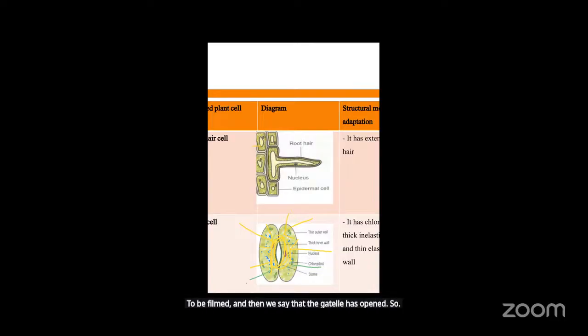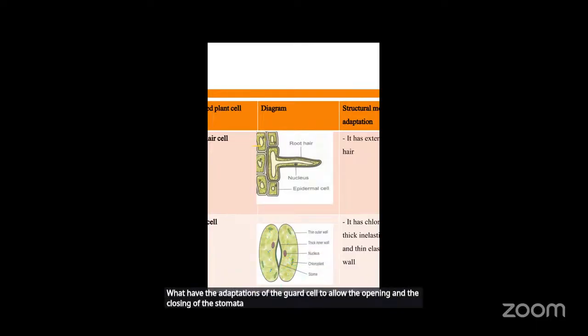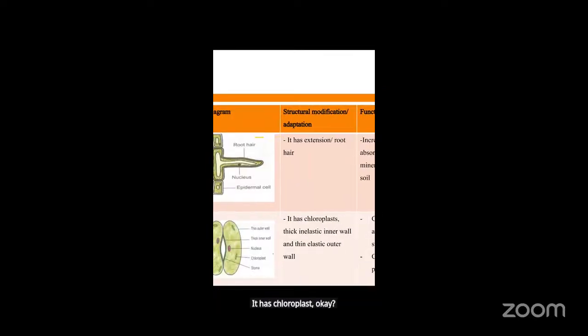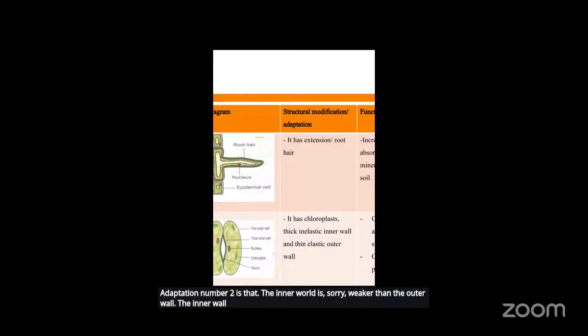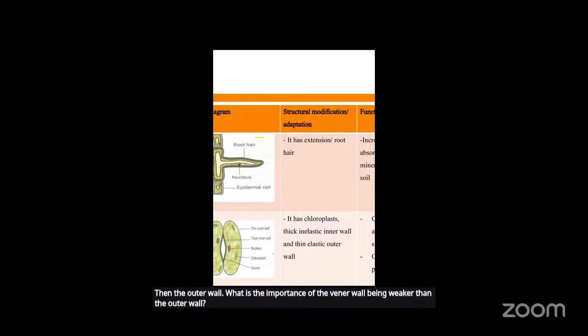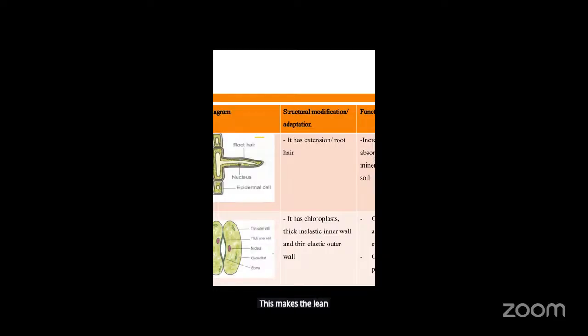So what are the adaptations of the guard cell to allow the opening and the closing of the stomata? Adaptation number one is that it has chloroplast, which is used for the process of photosynthesis. Adaptation number two is that the inner wall is thicker than the outer wall. What is the importance of the inner wall being thicker than the outer wall? This makes the thinner outer wall stretch more than the thicker inner wall, and we've said this causes opening of the stomata.